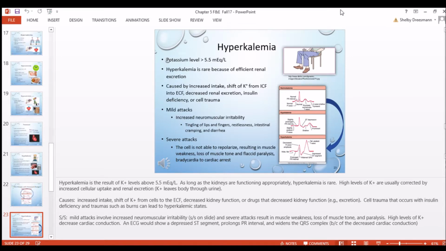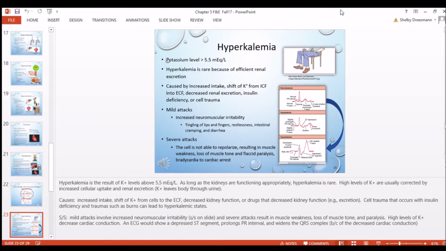Hyperkalemia. So more potassium outside of the cell rather than inside is above 5.5. As long as kidneys are functioning appropriately, hyperkalemia is rare. It can be corrected by increased cellular uptake and renal excretion.